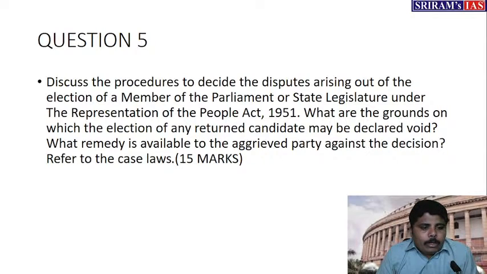Discuss the procedure to decide the dispute arising out of election of a member of parliament or state legislature under the RPA Act 1951. What are the grounds on which the election of any returned candidate may be declared void? What remedy is available to the aggrieved party against the decision? Very simple. The question is divided into three parts, right?